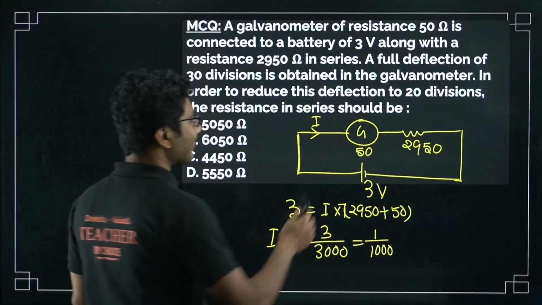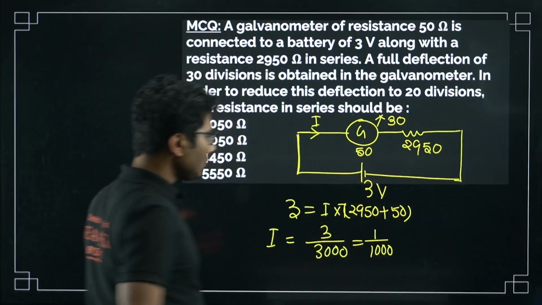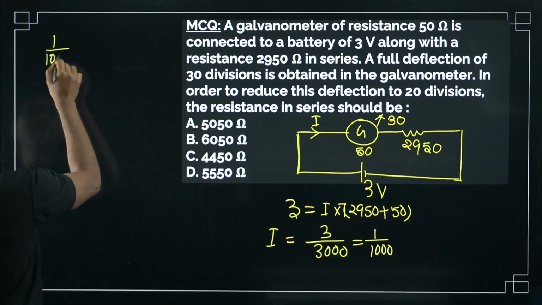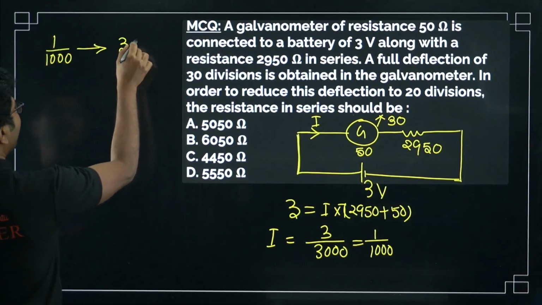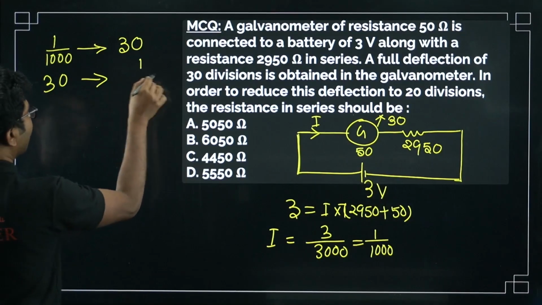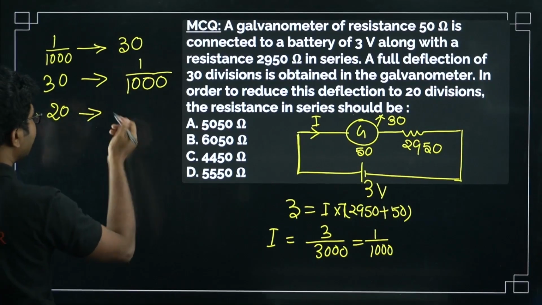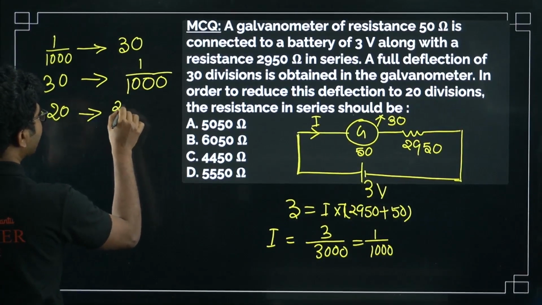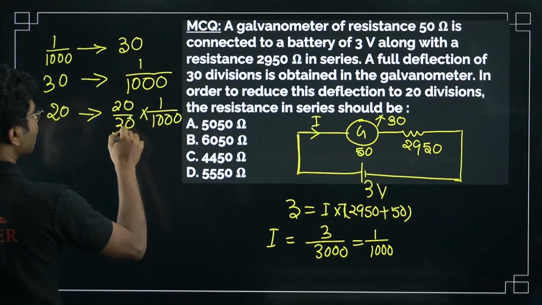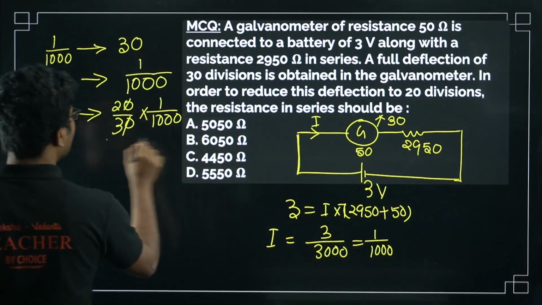So in this case the galvanometer is showing you a deflection of 30 scale. When the current is 1 by 1000, it shows a deflection of 30. So how can we get 20 deflection? To get 20 deflection, we have to reduce the current, that is 20 by 30 into 1 by 1000. This should be the current. We have to control the current to reduce the deflection of the galvanometer. So this is now the new current.